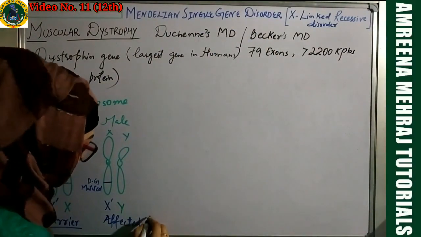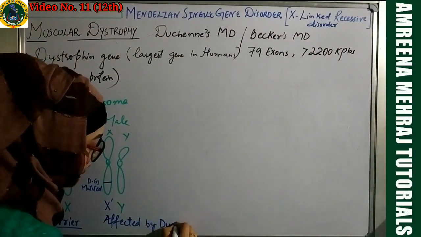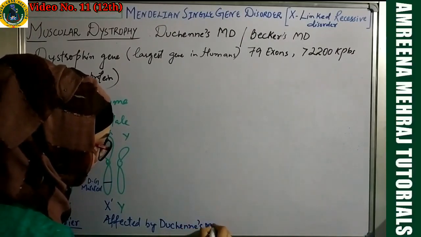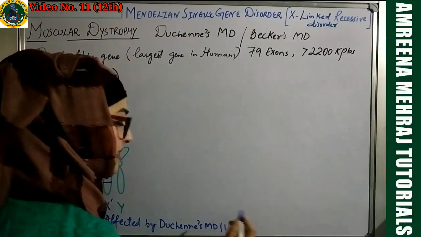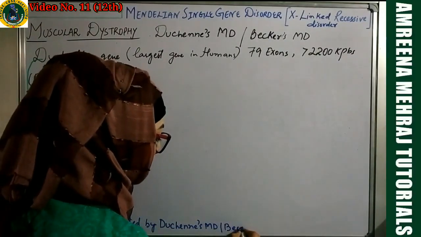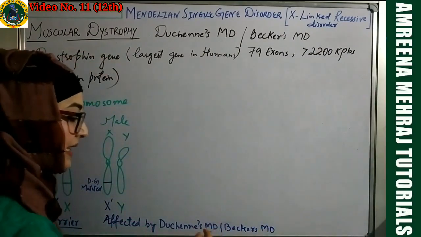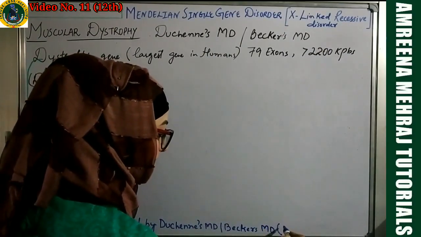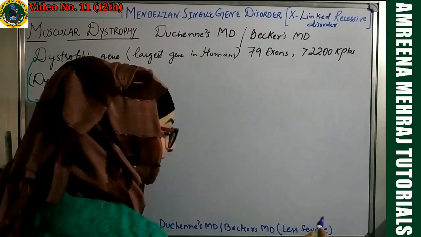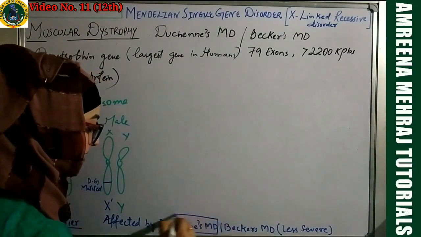Affected by, let me write down, Duchenne's muscular dystrophy or Becker's, because the same thing happens in Becker's dystrophy as well. They differ only in that Becker's is less severe and doesn't progress quickly. Duchenne's muscular dystrophy progresses quickly.